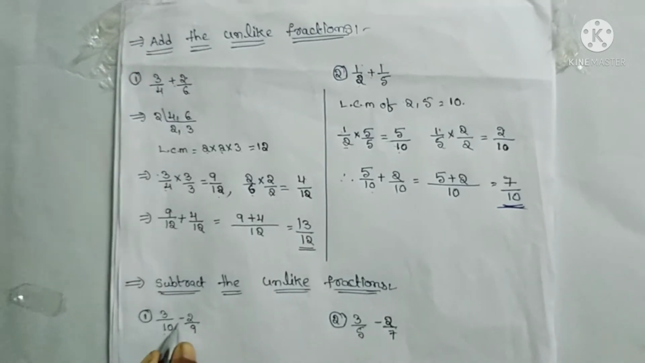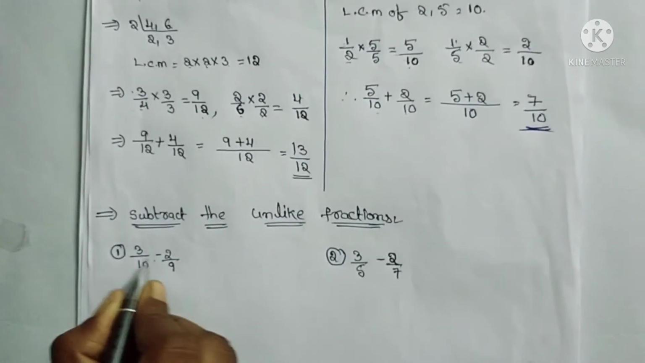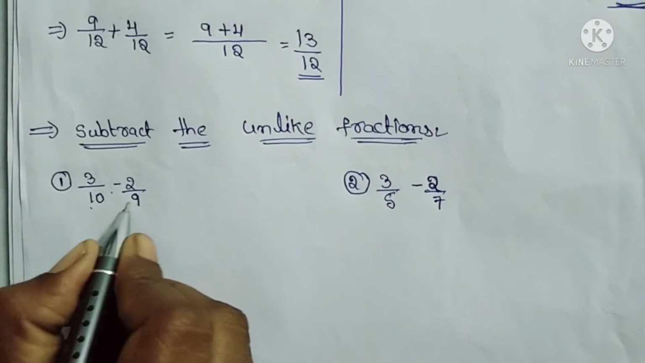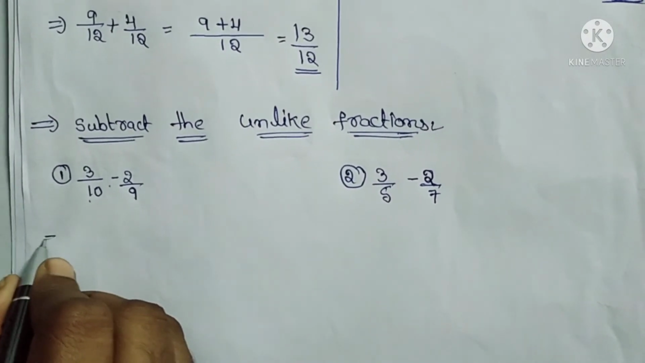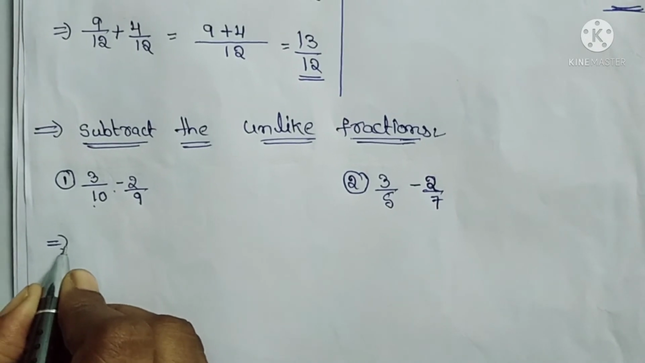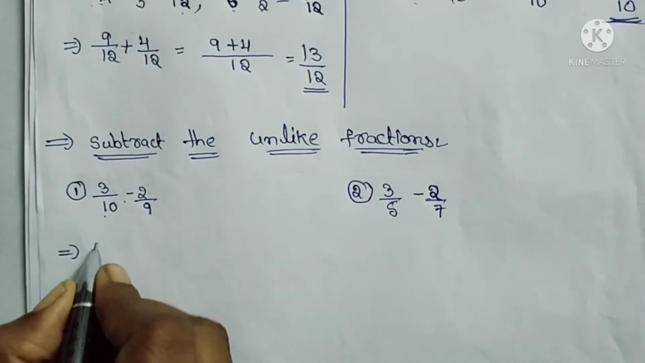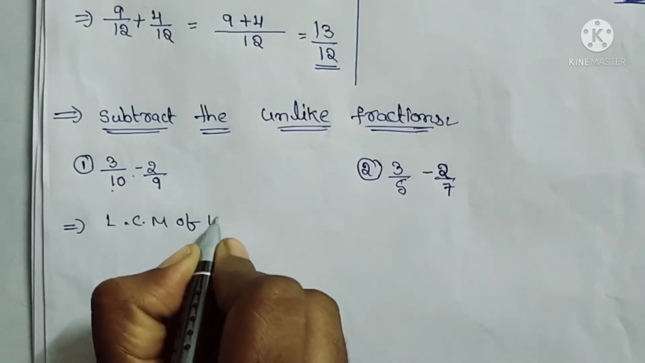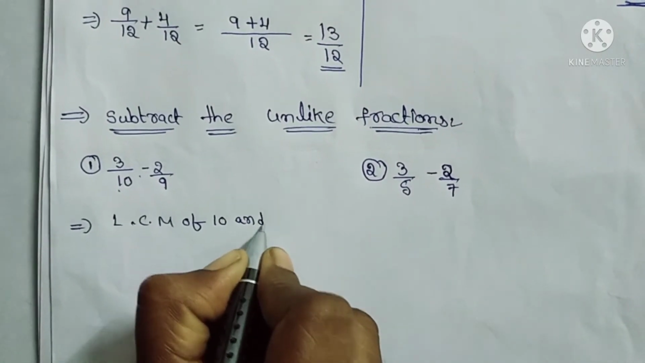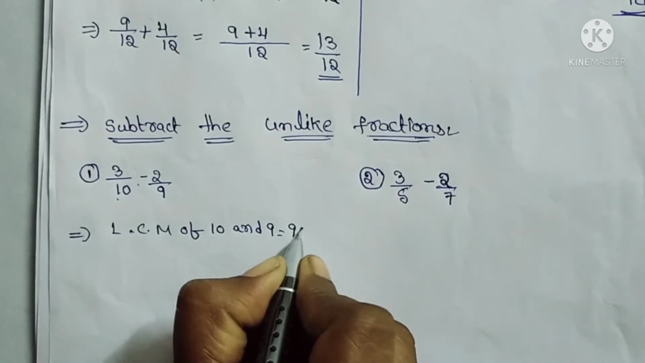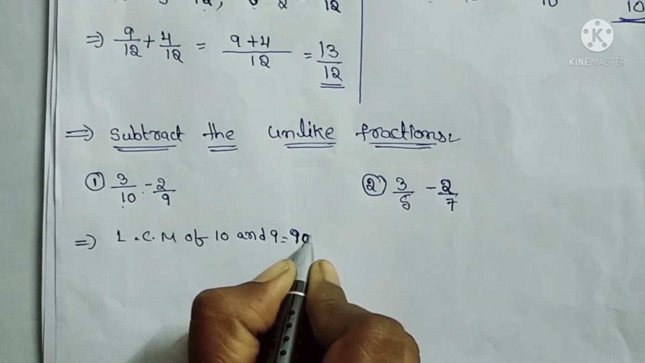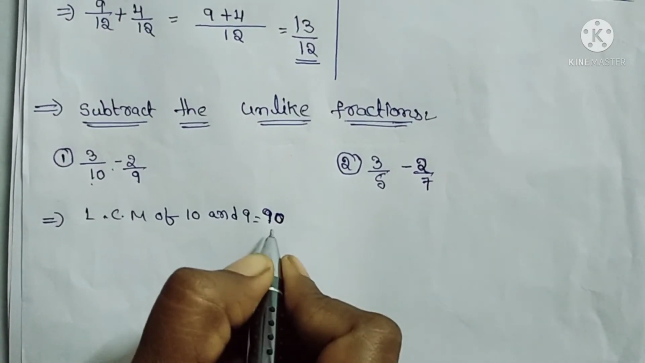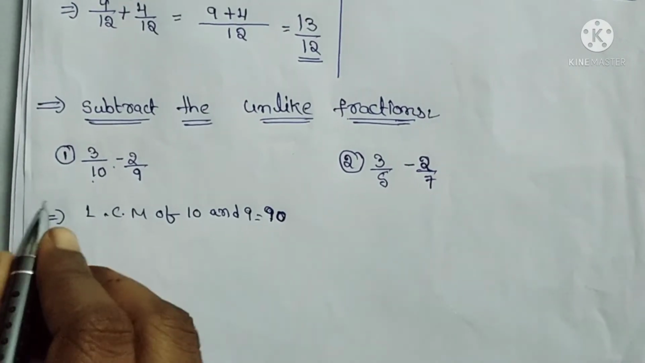3 by 10 minus 2 by 9. It is an unlike fraction. So, first find the LCM of 10 and 9. The LCM of 10 and 9 is 90.